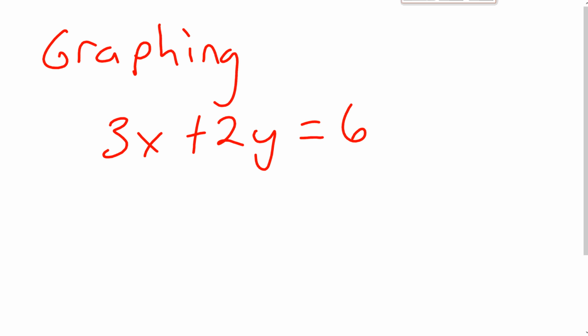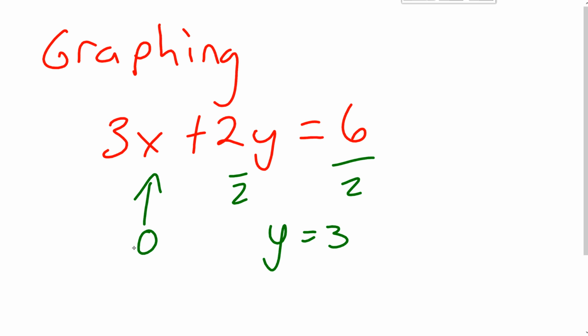If you're asked to graph this, all we need for a line is just 2 points. The best way to do these is to plug in 0 and then solve. So divide by 2, y equals 3. Now I have a point. I let x equal 0, so now I have a point, 0, 3. So I just graph that.